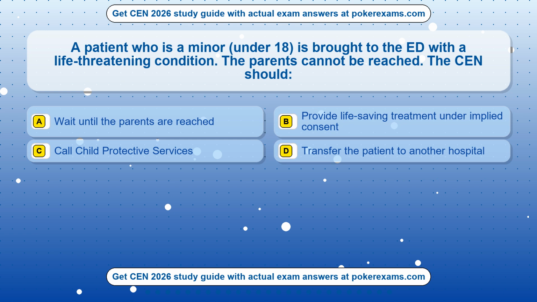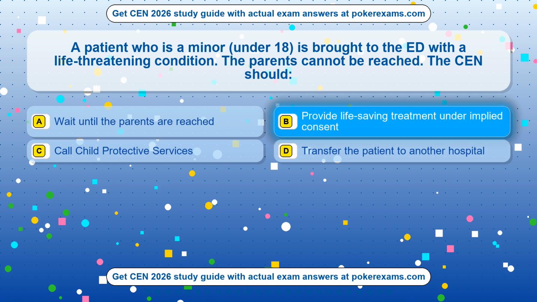Question 10. A patient who is a minor, under 18, is brought to the ED with a life-threatening condition. The parents cannot be reached. The CEN should: Option A. Wait until the parents are reached. Option B. Provide life-saving treatment under implied consent. Option C. Call Child Protective Services. Option D. Transfer the patient to another hospital.